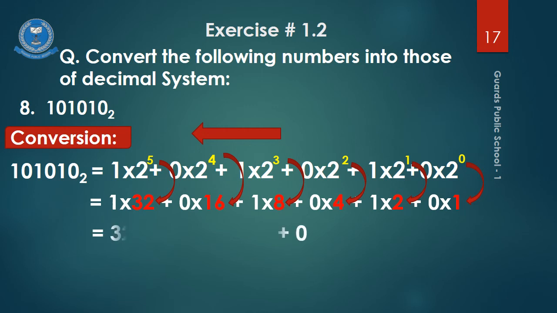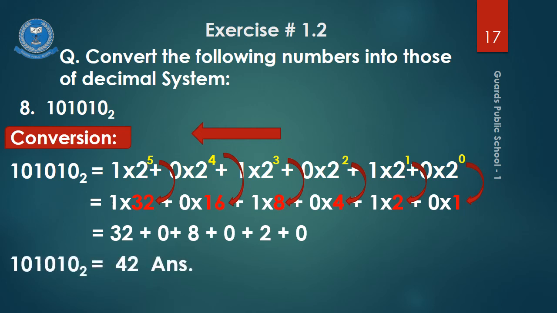Next step, multiply. 1 by 0 is 0, 2 ones are 2, 4 zeros are 0, 8 ones are 8, 16 zeros are 0, and 32 ones are 32. Add all the numbers, 32 plus 0 plus 8 plus 0 plus 2 plus 0, and it is equals to 42. Means 101010 with base 2 equals to 42 in decimal system, and it is the required answer.